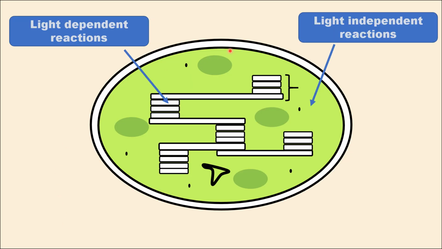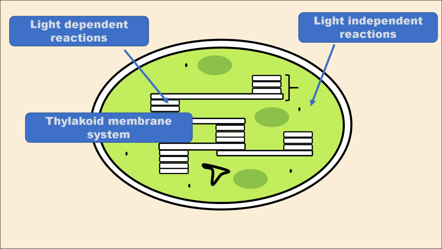So if you have already learned photosynthesis, you know we can divide the process into light-dependent reactions and light-independent reactions. In a chloroplast, these reactions happen in different locations. In questions, they might ask you where each reaction takes place. The light-dependent reaction occurs in the thylakoid membrane system as these reactions rely on chlorophyll.